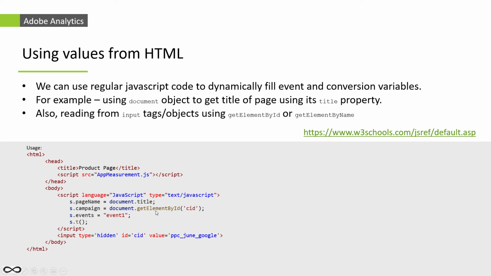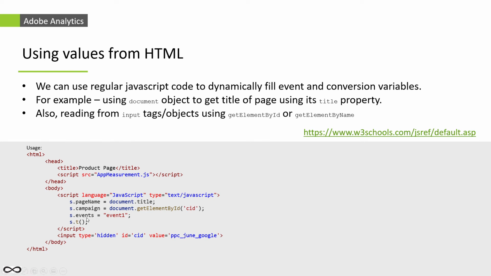And s.campaign is document.element ID. This can obviously be extracted from the query string, but in case CID is not being passed, we have to make sure that it boils down to a default campaign. We can have a hidden CID value of type input with a value PPC June Google. So by all means, s.campaign will be defaulted to PPC June Google every time if it is not from the get query string parameter. And finally, push it to Adobe with s.t.